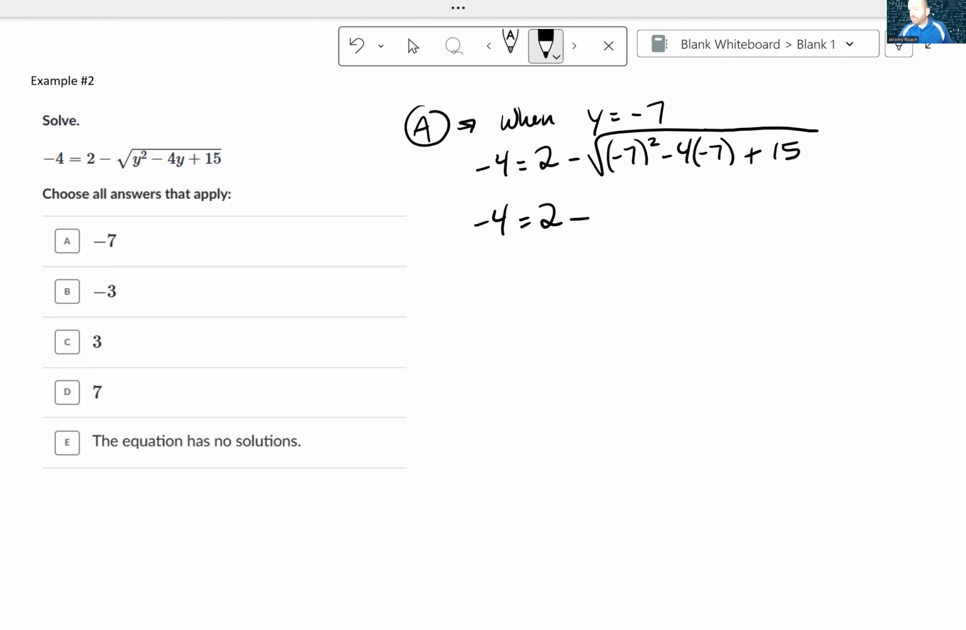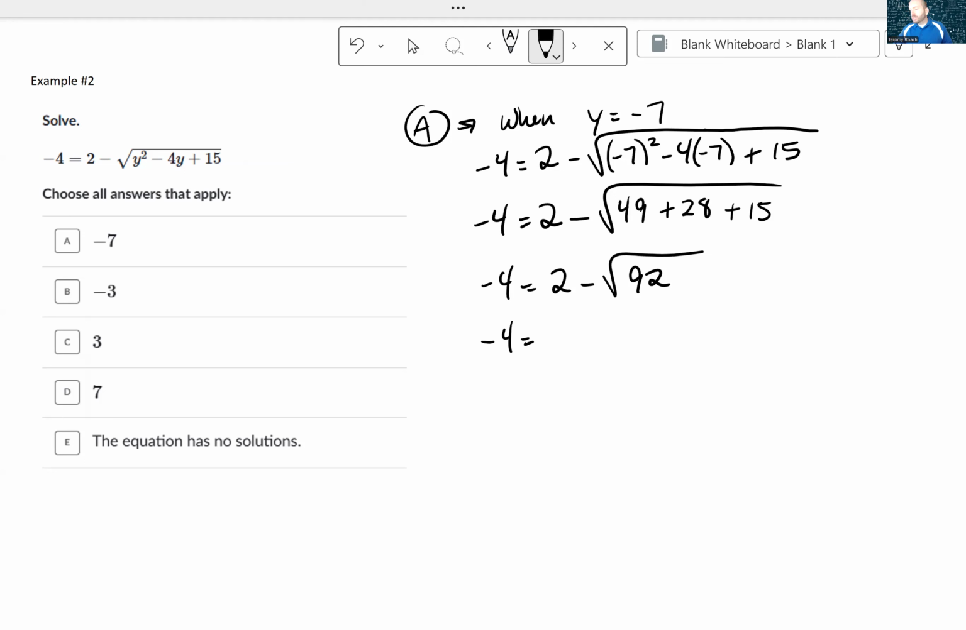So negative 4 equals 2 minus the square root of, whenever we square negative 7, that's negative times negative, which gives us positive 49, plus 28 plus 15. Negative 4 equals 2 minus the square root of 92. Negative 4 equals 2 minus, this is about 9.5916. And that's not true. So y does not equal negative 7. I'm going to cross it out like that. We'll put checks by the ones that it is.